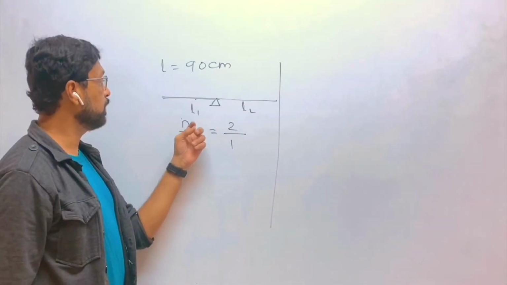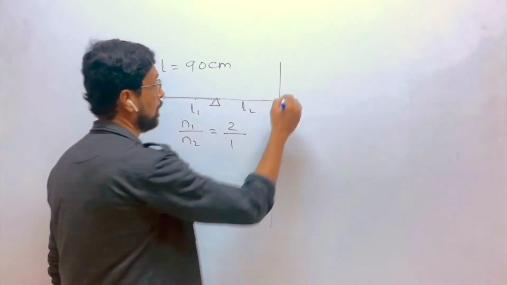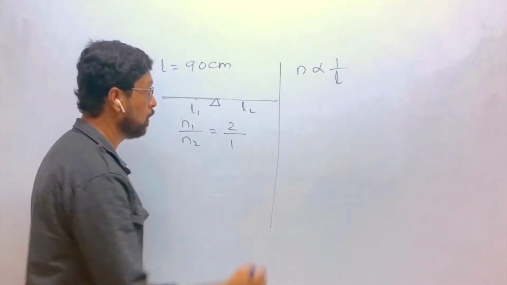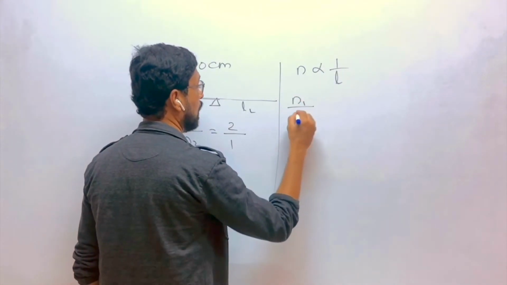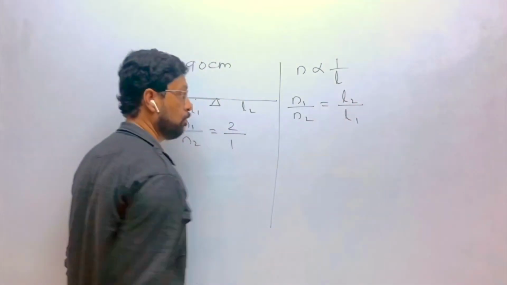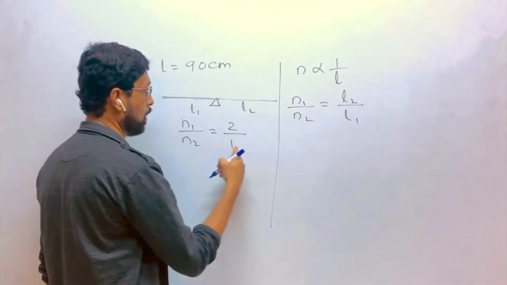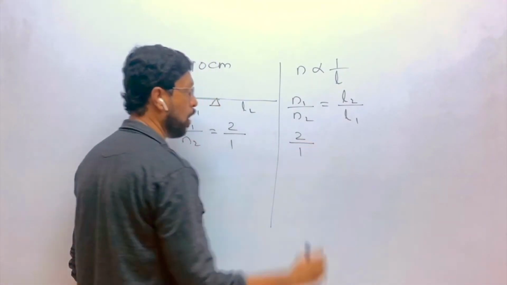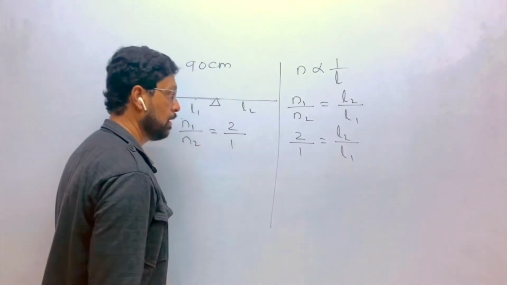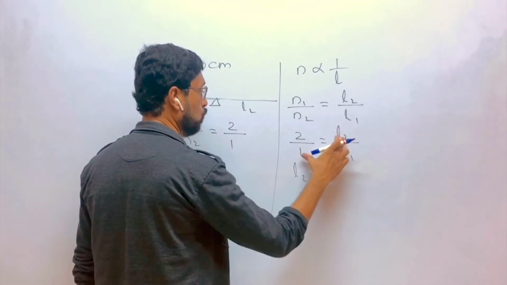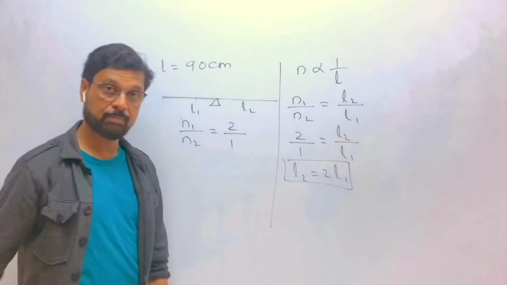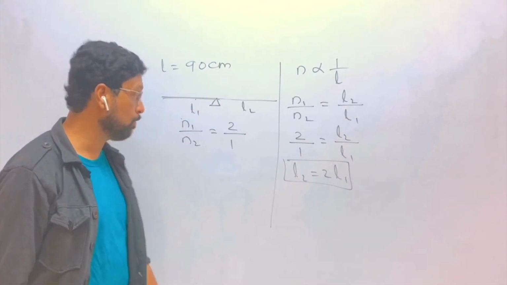What is the relation between N and L? N is inversely proportional to L. So N1 upon N2 is equal to L2 upon L1. N1 upon N2 is 2 upon 1, equal to L2 upon L1. Means L2 is equal to twice L1.